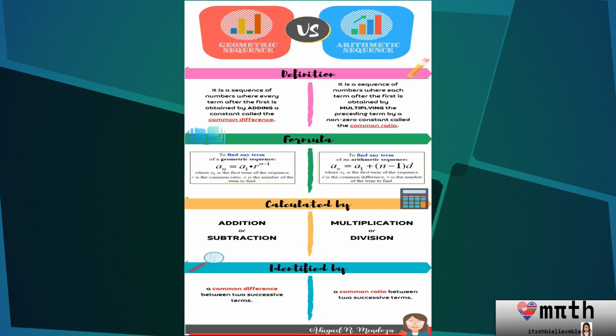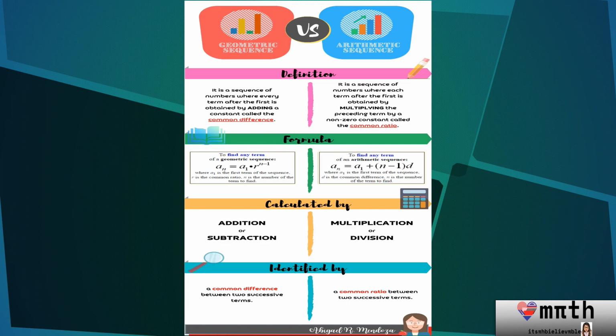To wrap it up, the difference between geometric sequence and arithmetic sequence can be observed through the following. In definition, an arithmetic sequence is a sequence of numbers where every term after the first is obtained by adding a constant called the common difference, while a geometric sequence is a sequence of numbers where each term after the first is obtained by multiplying the preceding term by a non-zero constant called the common ratio.